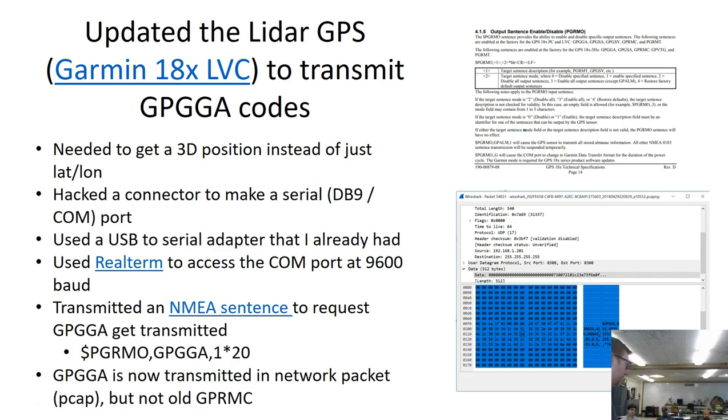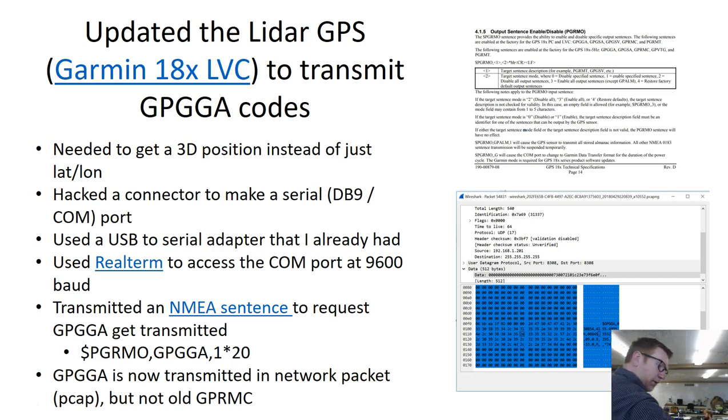The gist was we needed to send this little text command. The way these things work is they're constantly relaying a comma delimited string of information containing the latitude and longitude and everything. But you can talk to it. You're not just receiving data, you can actually send data to the unit. So we needed to send this sentence: $PGRMO,GPGGA,1, and then this *20.